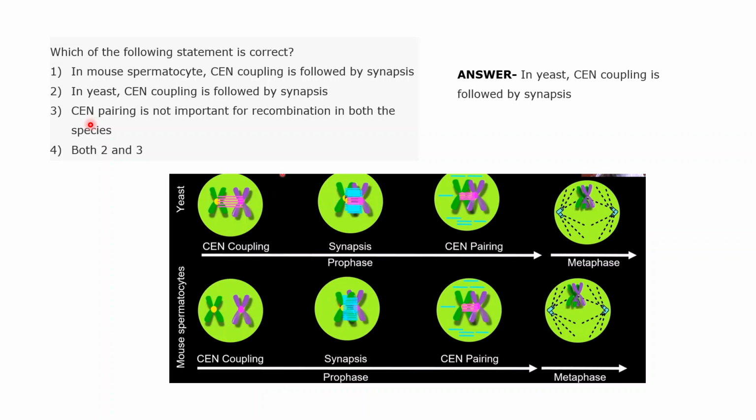So if you look into option number 3, that is also wrong. If you look from that point of view, option number 2 is correct, option number 1 and 3 are wrong. So option number 4 is also wrong because 3 is wrong, however option number 2 is right.